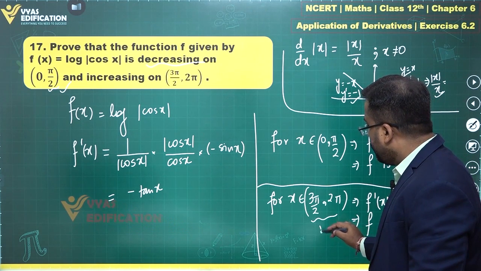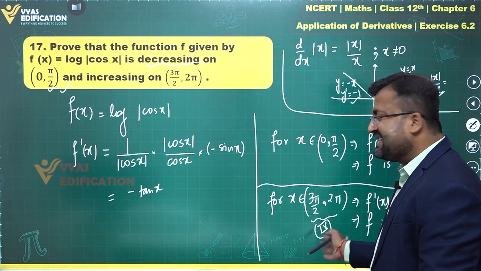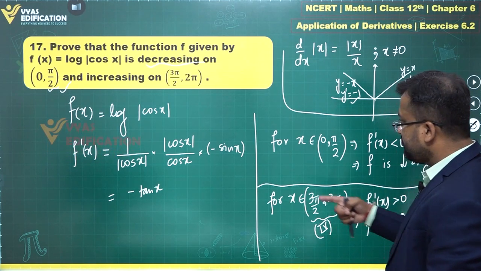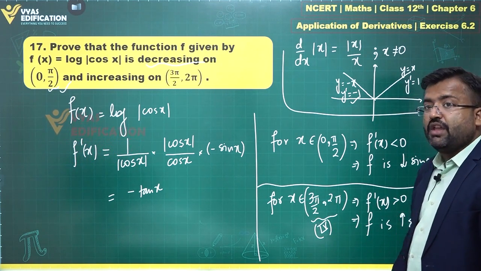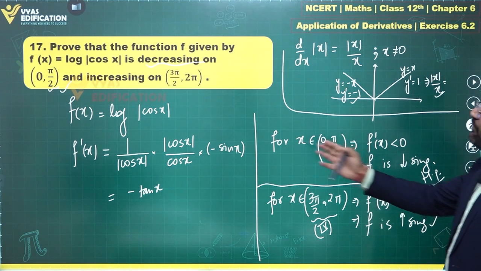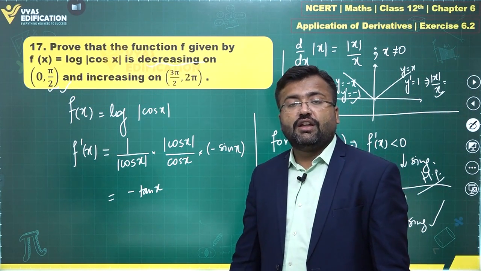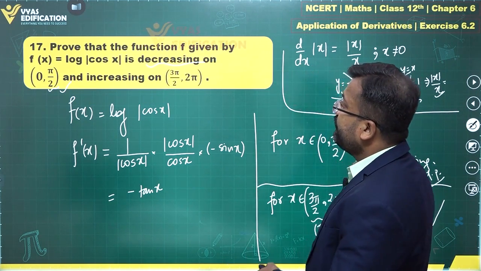This is what we note. Since this is the fourth quadrant, tan x will be negative. Therefore, f'(x), which is minus tan x, will be greater than 0. Okay, that's a complete solution and the proof of this question. Let's move on to the next one.